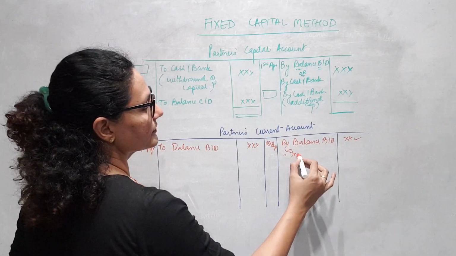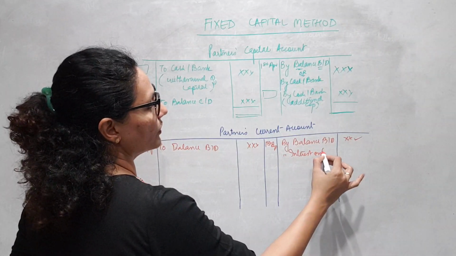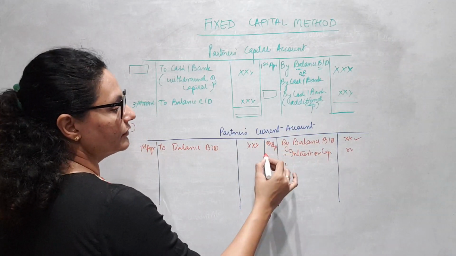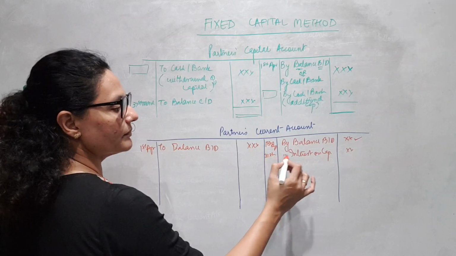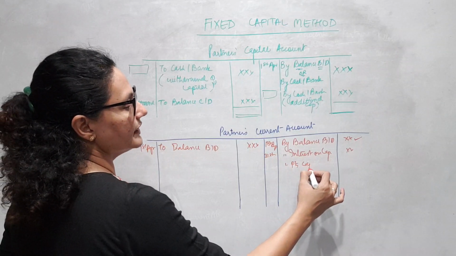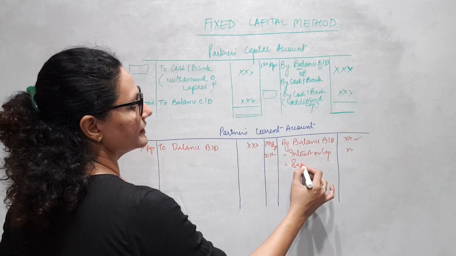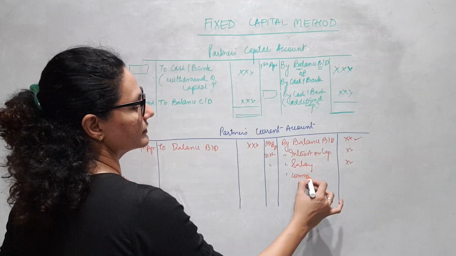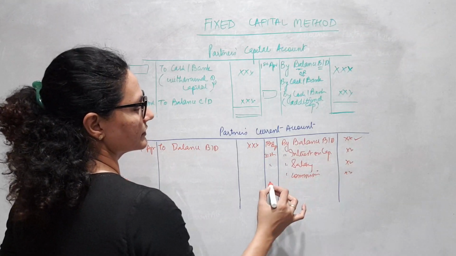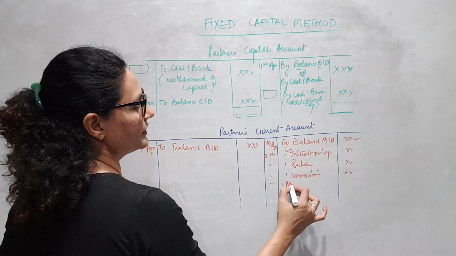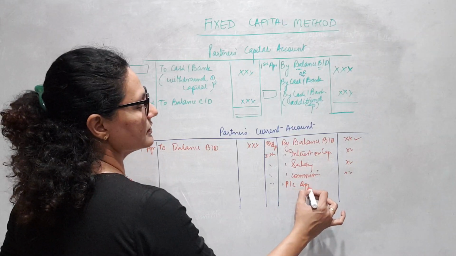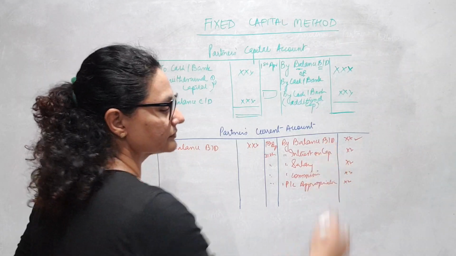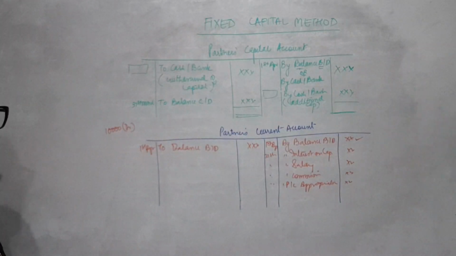Partners will get interest on capital to be credited, whatever the partners are getting from the firm. This is usually on 31st March. Then salary. You will write here "by salary." Commission. Share of profit, so that comes from the profit and loss appropriation account. This is the share of divisible profit.